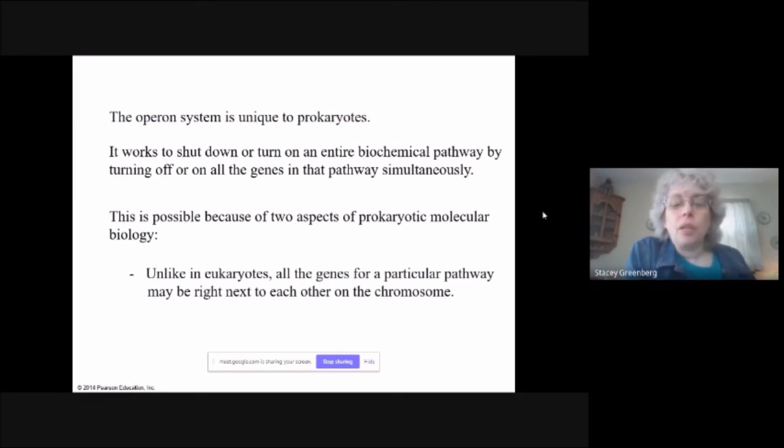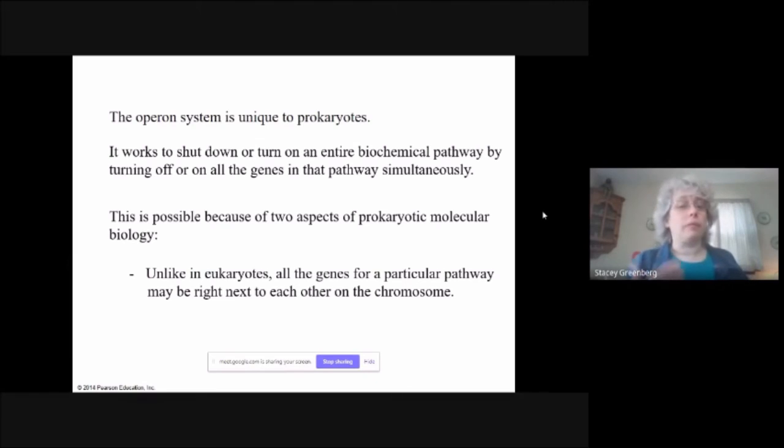All right. First off, unlike in eukaryotes, all the genes for a particular pathway can be right next to each other on a chromosome. Bacteria have one chromosome, right? They have one circular chromosome. We have many linear chromosomes. So take a pathway with 3 genes on it. In bacteria, if those 3 genes are coding for enzymes 1, 2, and 3 in the pathway, they could be sitting right next to each other, literally, on that chromosome.